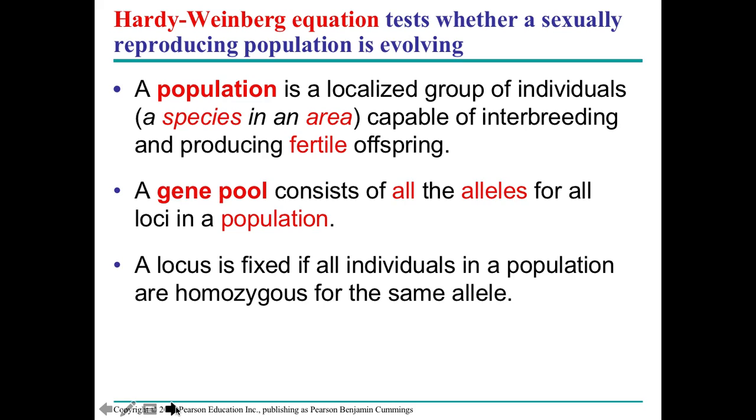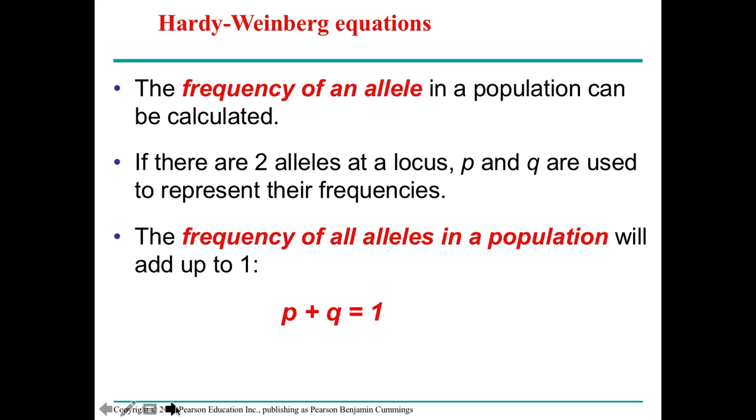A locus is fixed if all individuals in a population are homozygous for the same allele. So basically, if we're all homozygous dominant or recessive, if everyone has the same exact trait, let's say dark hair color, then we're not evolving, because everyone's going to have dark hair, and our babies are going to have dark hair, their babies are going to have dark hair. So evolution in populations depends on the differences in whether you're heterozygous, homozygous dominant, or recessive.